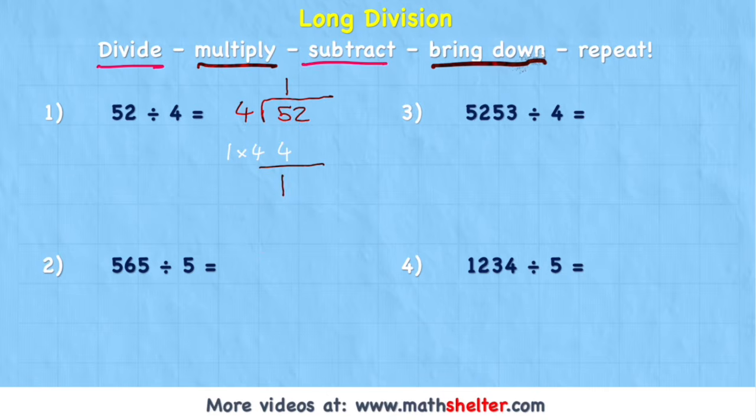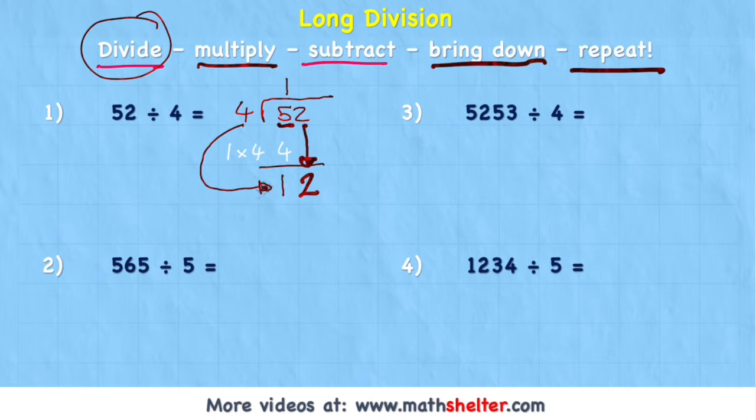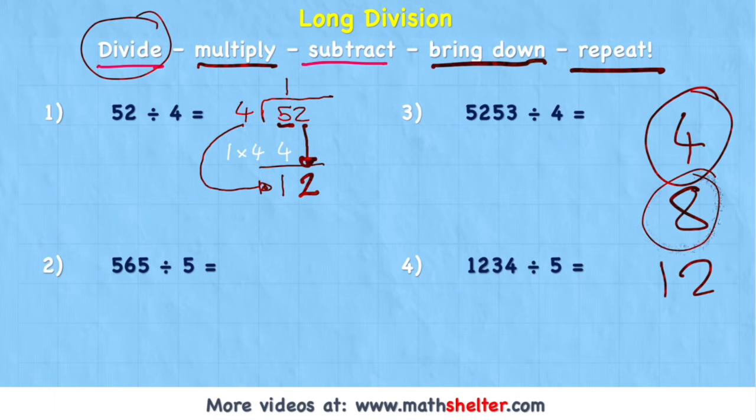Okay, and now I'm ready to carry on. My next step says bring down, because I've not finished. I've only done the 5 in this example. So I'm going to bring down the 2, put it with my remaining 1. And my next step says repeat. Now I'm going to divide again. And my question is how many 4s are now in 12? Well, how many groups of 4 do I have in 12? I can go up in my 4 times table: 4, 8, 12. So I have 1, 2, 3 groups. And because I now have nothing to bring down, I'm actually finished with this example, and my final answer is 13. So 52 divided by 4 is 13.